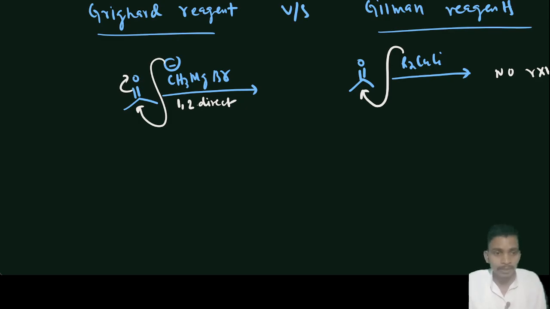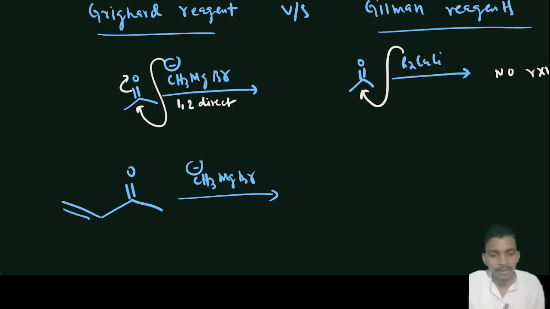The little change means that if you have this type of group, and let's say another group with a double bond, so that a conjugation is present with this carbonyl group, then in that case, if you give the Grignard reagent CH3MgBr, it will attack again at this position. But now if you give this to a Gilman reagent, then what will it do?